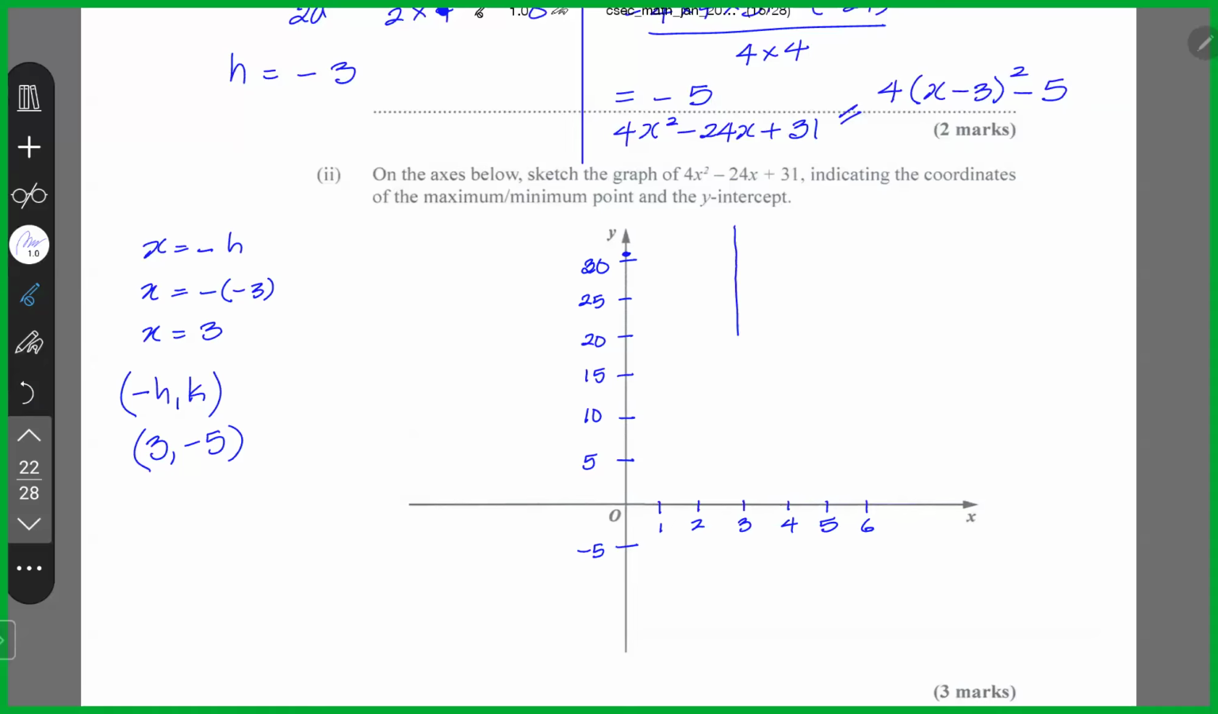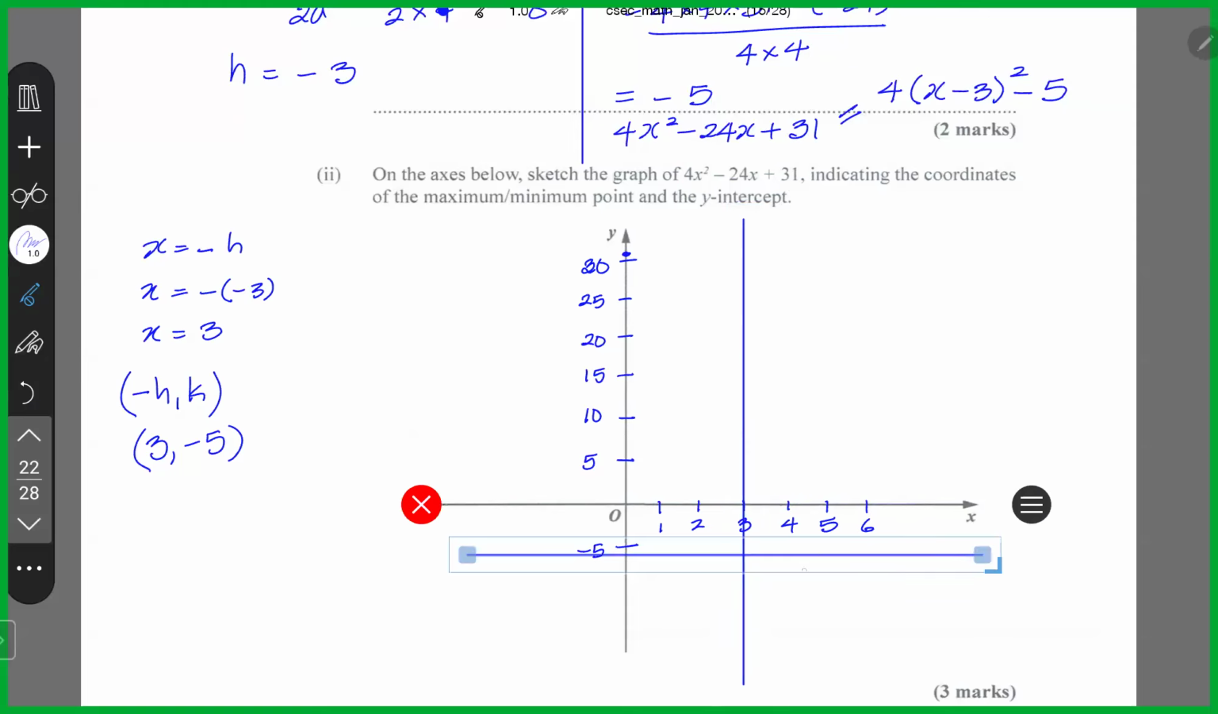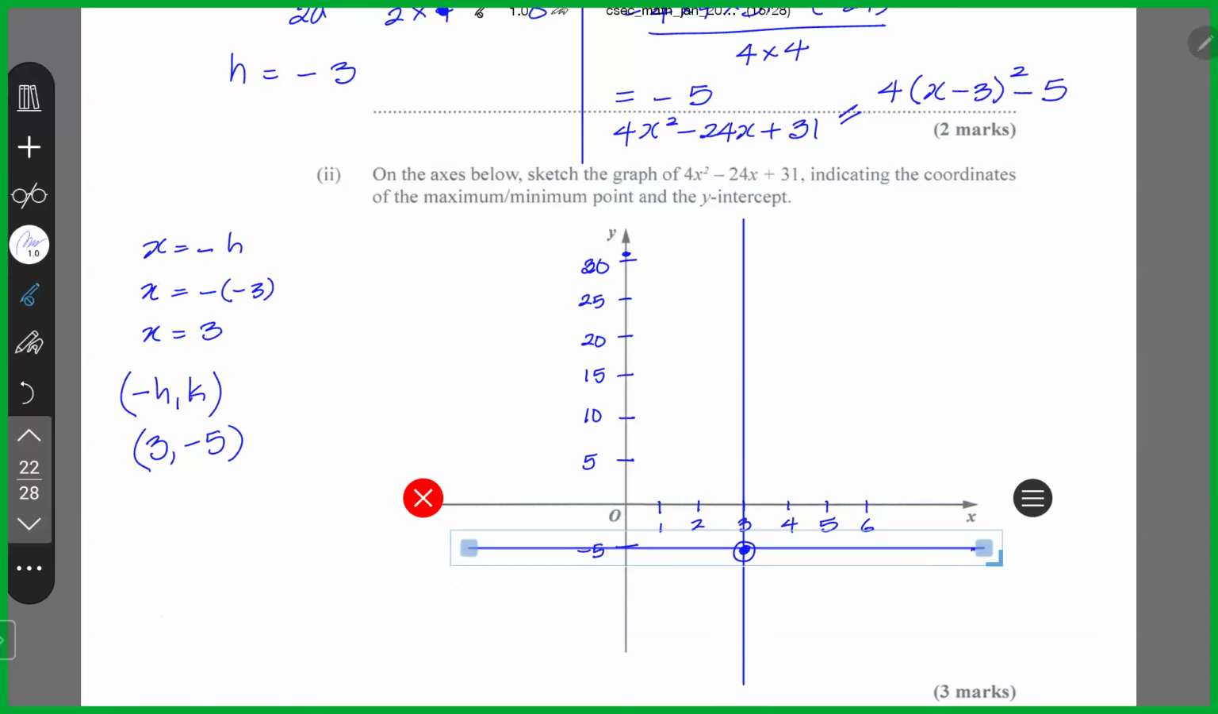We know that this is the line of symmetry. We know that here is where we have the minimum turning point, 3, minus 5. That's the minimum turning point. I guess if we want, we can probably remove this line now, because after just identifying that point, we don't need it for anything anymore. So we can remove it.